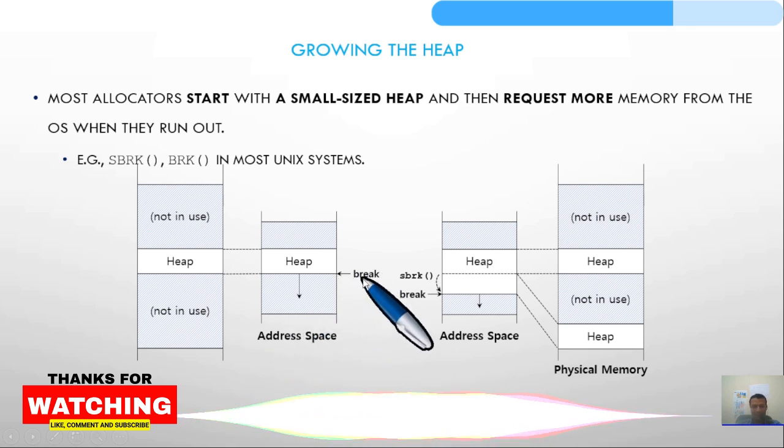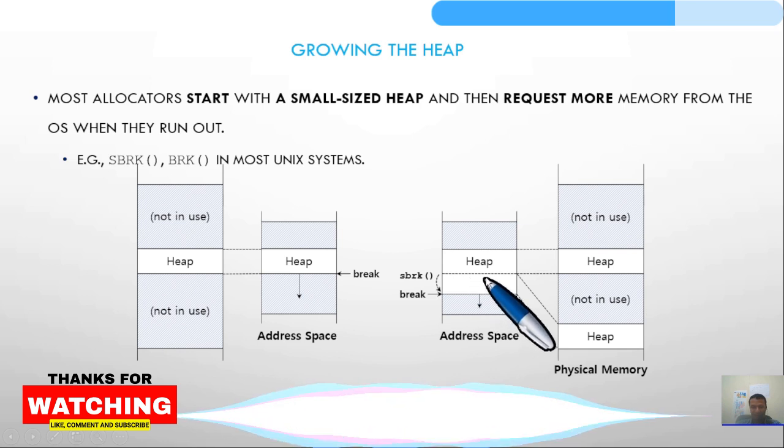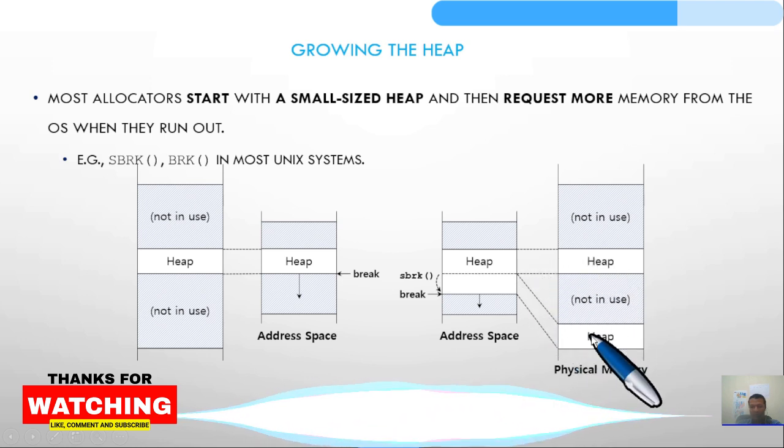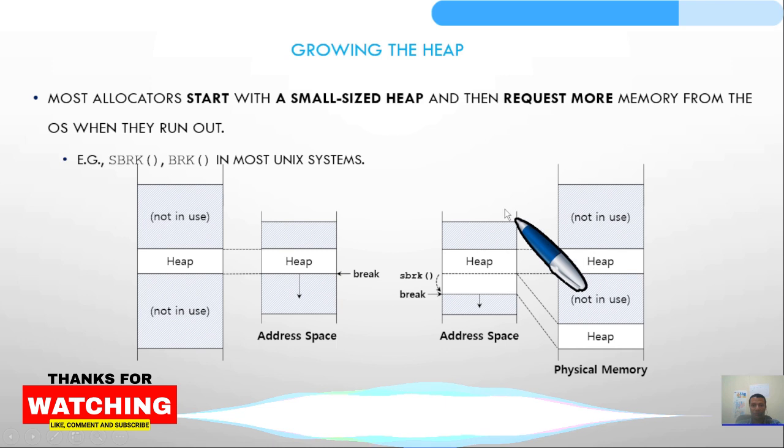So we have a break here. If we need additional memory, we use sbrk. We are going to request and get the additional memory size here. This is in the address space. But as you can see, when we map the address space, the virtual memory, into the physical memory, the location might not be the same. The operating system may give a different address location in the physical memory. So this heap might be here and this one might be here. This should be noted.